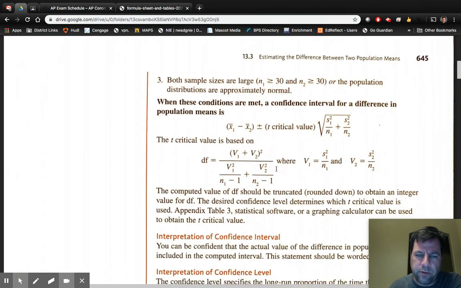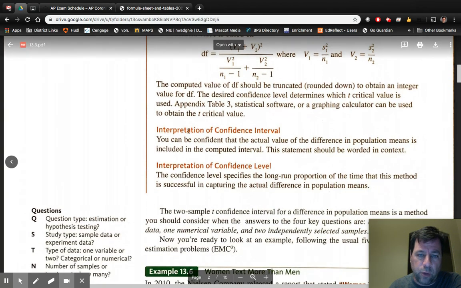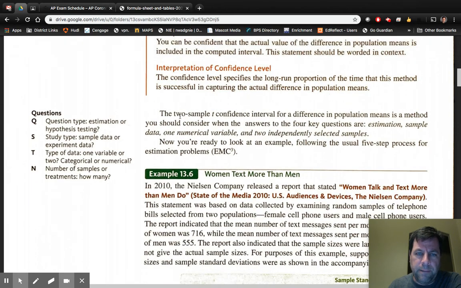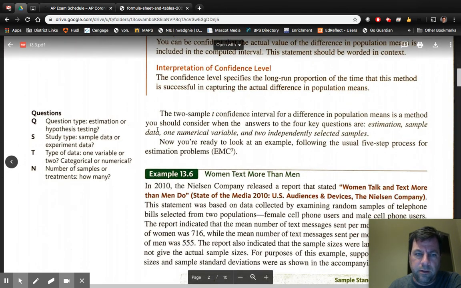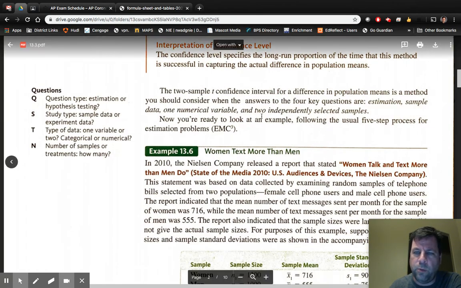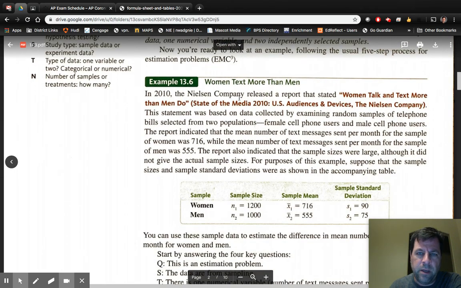There's a formula. There's a DF again. They're doing it twice. Interpretation of the confidence interval, interpretation of the confidence level. If you need their stuff. Two samples. Method is a method you should consider when answering the four questions. So that's their stuff that they talk about. I don't use the EMC cubed, and I don't use this stuff. Okay, here's the same question.